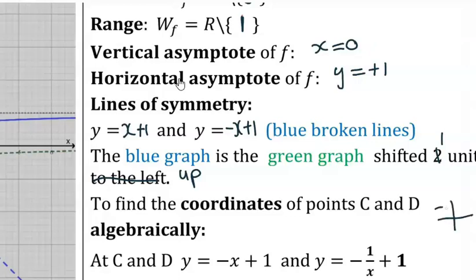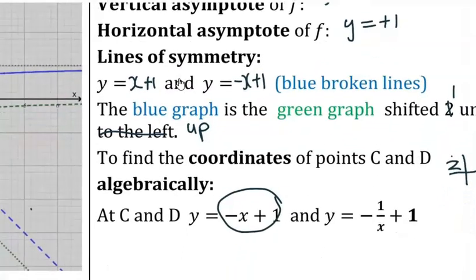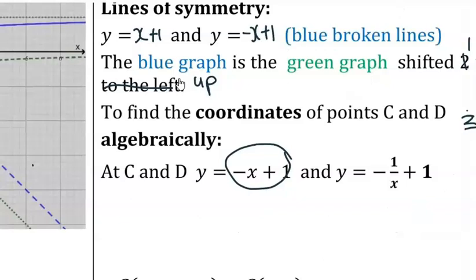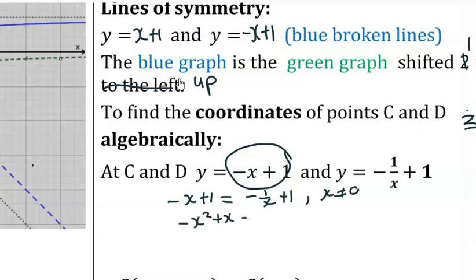Since we have it in the second and the fourth quadrant, we have to use the negative slope to find the coordinates. So we will have minus x plus 1 equal to minus 1 over x plus 1. Remember, x cannot be 0, so we can multiply by x, then we get minus x squared plus x is equal to minus 1 plus x. So again, we will get x squared equal to 1, so therefore x is equal to plus or minus 1.